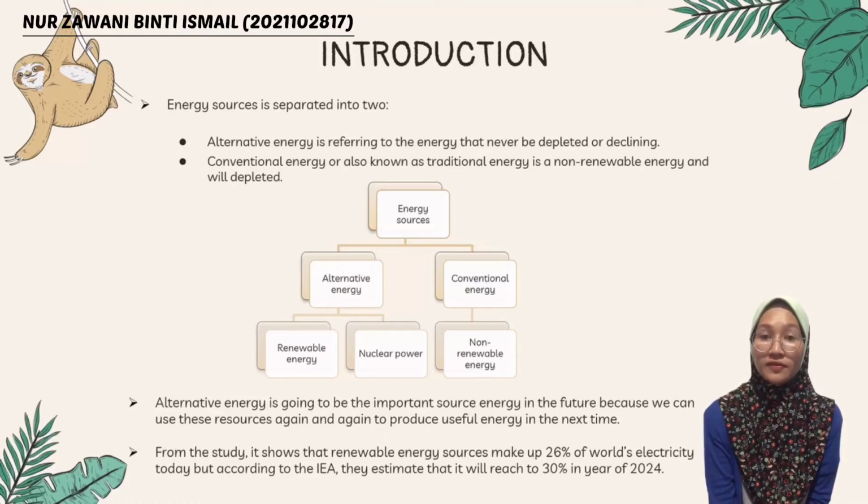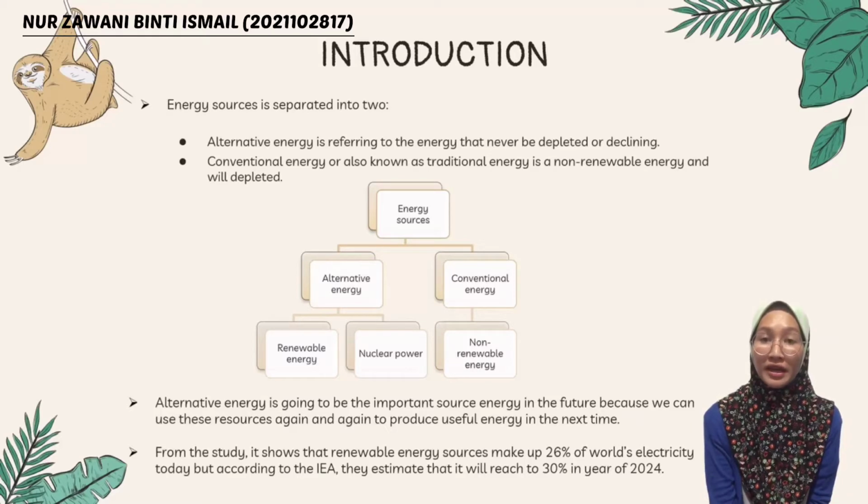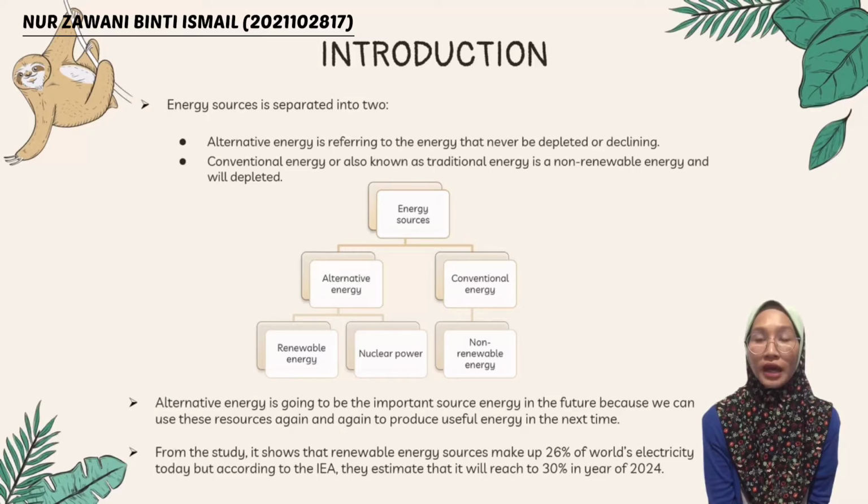Alternative energy refers to energy that cannot be depleted and can be used again and again in the future. Alternative energy can also be divided into two: renewable energy and nuclear power. But why is nuclear power not a renewable energy? Because nuclear power consists of materials that cannot be replenished. However, nuclear power can still be used and cannot be depleted.